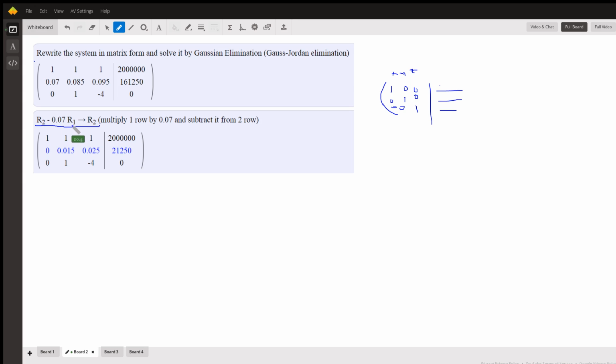So if we multiply row 1 by negative 0.07, we're going to multiply this row by negative 0.07 and add it to row 2 and replace row 2 by that number. These are the values we get. And the whole point was to get 0 here. We already have a 0 here. And then we repeat the process.